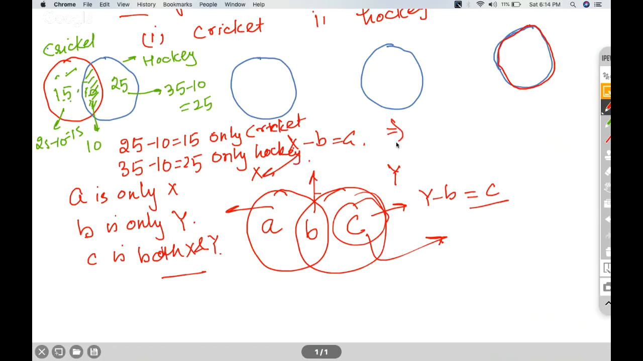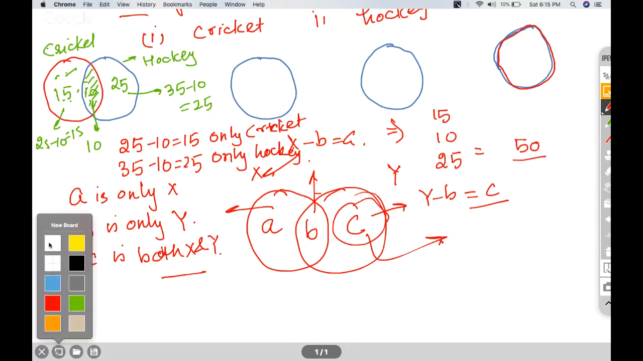So how do I get the answer? Only cricket is 15, both cricket and hockey is 10, and only hockey is 25. If I add all of them, I get 50. So that's my answer. Now try to understand, if I take three variables, what happens?